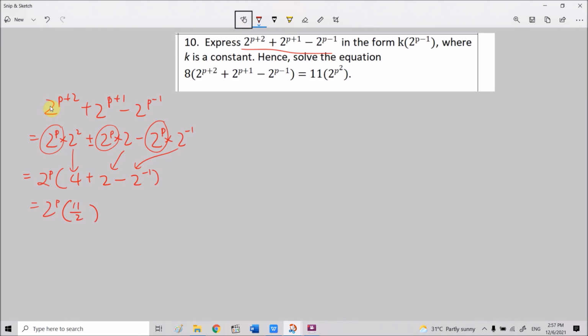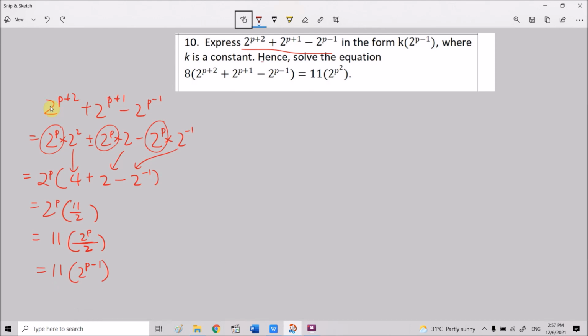But if you look at the question, we want it to be 2 to the power of p minus 1. So if we exchange the position of 11 and this, because it's multiplication, we can write 11 here, 2 to the power of p here. So this now becomes 2 to the power of p minus 1, because it's divided by 2. Hence, we have done the first part of question 10. Express the expression here in this form, where 11 is the k.